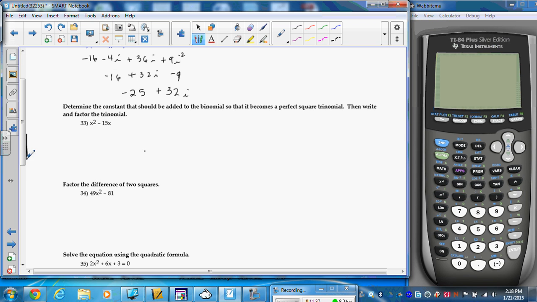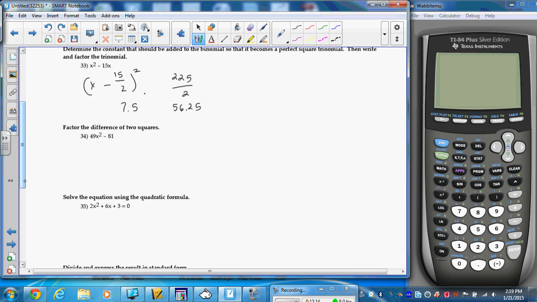In question 33, the form for this was half the middle term. So half the middle term is 15 over 2. And so we're going to say that this squared is 225 over 4. And so we're going to add 225 over 4 to this, and it's going to factor into x minus 15 over 2 squared. I know a lot of you like to use 7.5 for this, and that's okay. And this one turns out to be 56.25. If you have to use the decimals, then go ahead and do that.